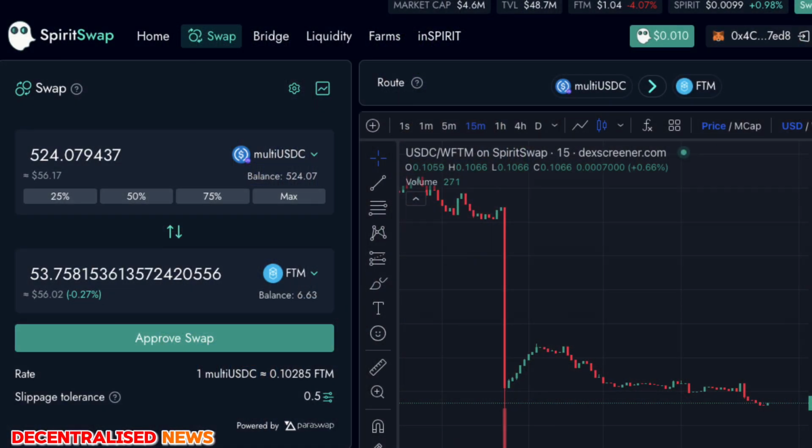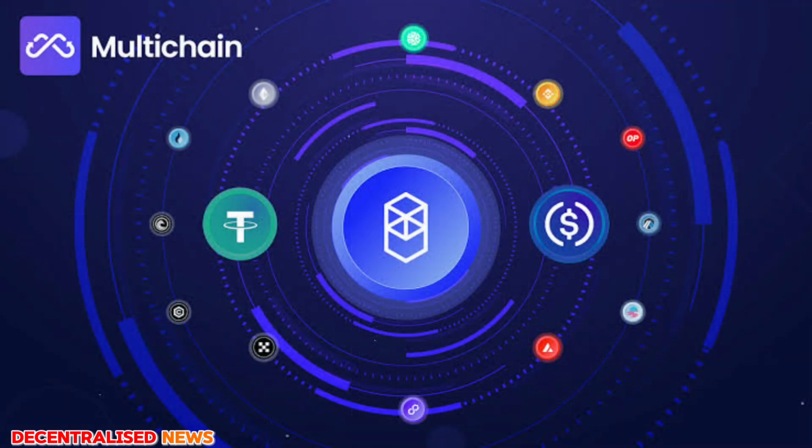In this demonstration, we are going to swap multi-USDC. So this is not a USDC-backed or one-to-one dollar-backed coin. It's just a multi-USDC, which is on FTM, which is the Fantom chain. So we are going to swap some of that for some FTM tokens.